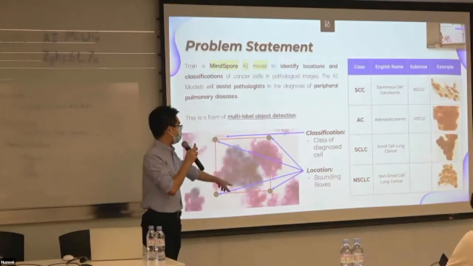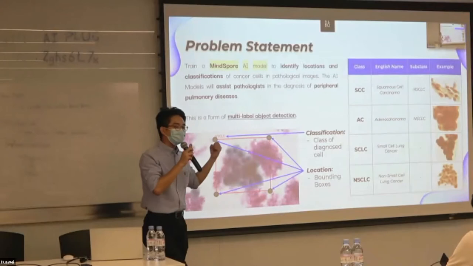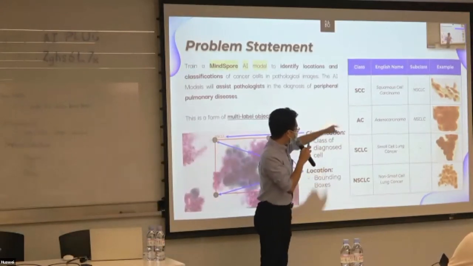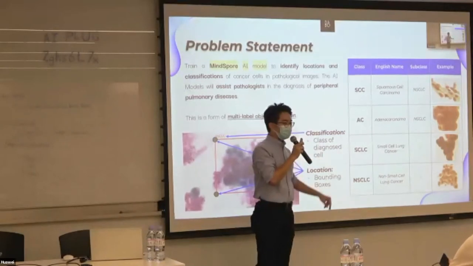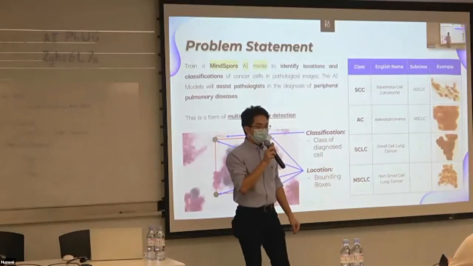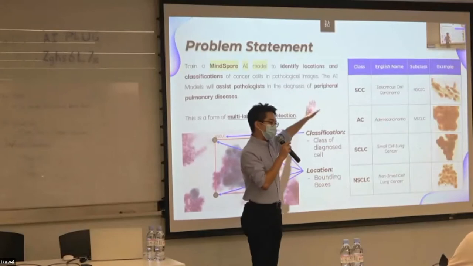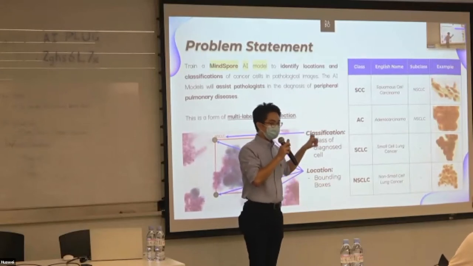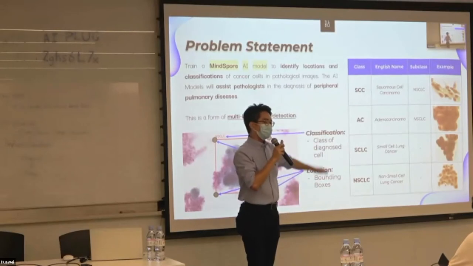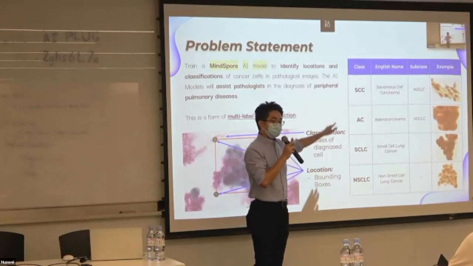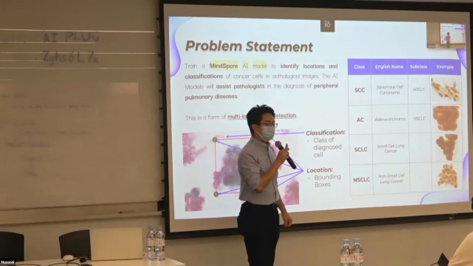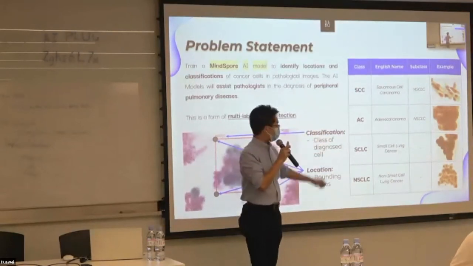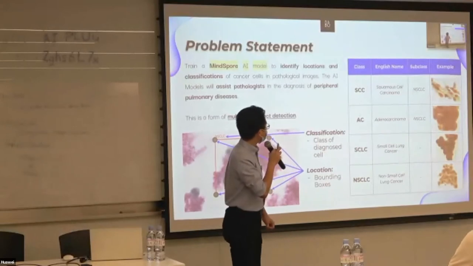What you need to do is classify the cells. How many classes do we have? Four main classes: in short, SCC, AC, SCLC, and SCLCs. In the datasets, if you download and open it, you will find the images have already been labeled. My colleagues later on will help you by explaining a little bit more.